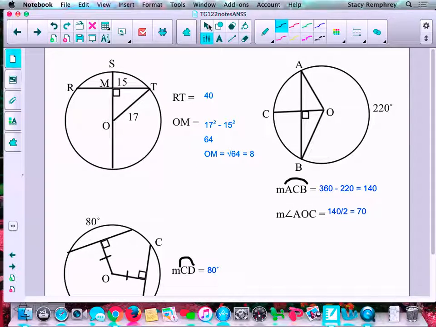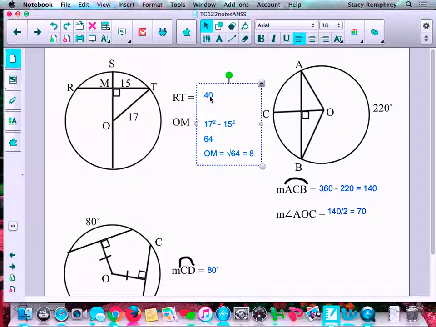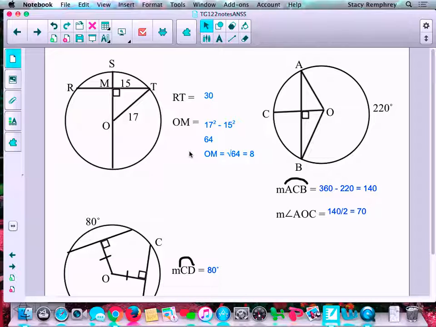All right, for this one, RT. Okay, actually that should not be... That should be 30. I have to fix that one. Okay, so RT is 30 because MT is 15 and RT is twice that, so it's 30. For OM, again, I used the Pythagorean theorem. 17 was the hypotenuse, 15 is the leg. You'll get that OM equals 8.